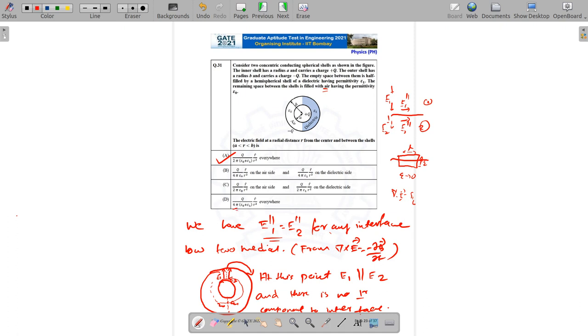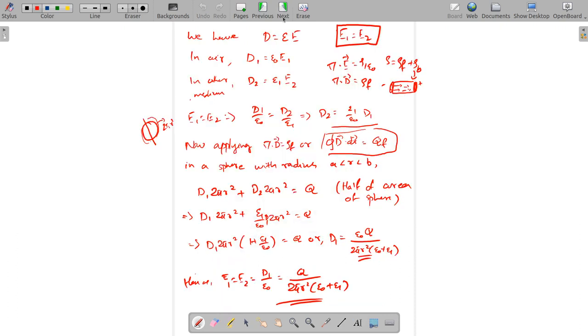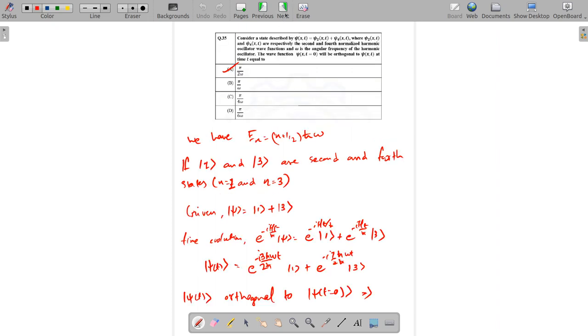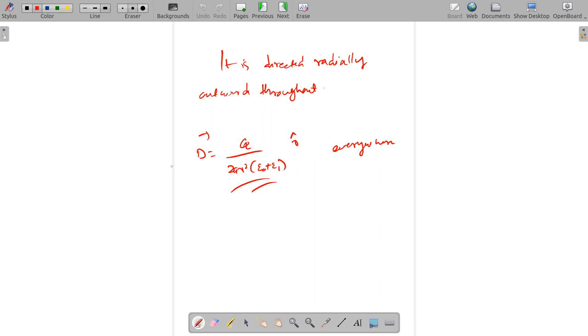So be aware of this kind of small variation. Okay, so that's about this problem. I hope you understand. So that's the final answer. Sorry, this should be E, not D. They are asking for the electric field, not the dielectric displacement.